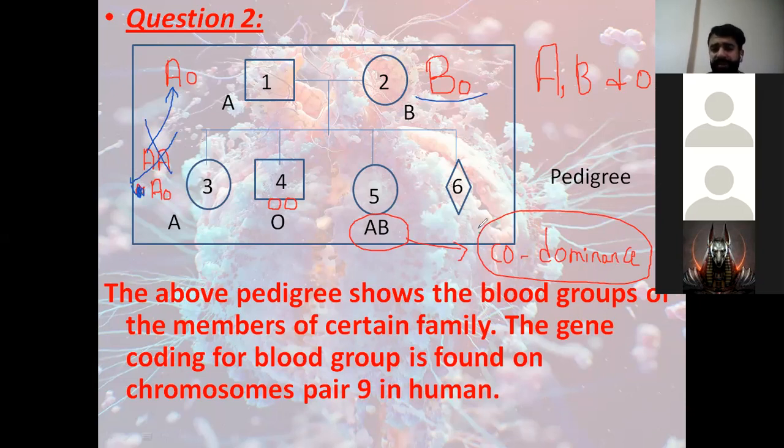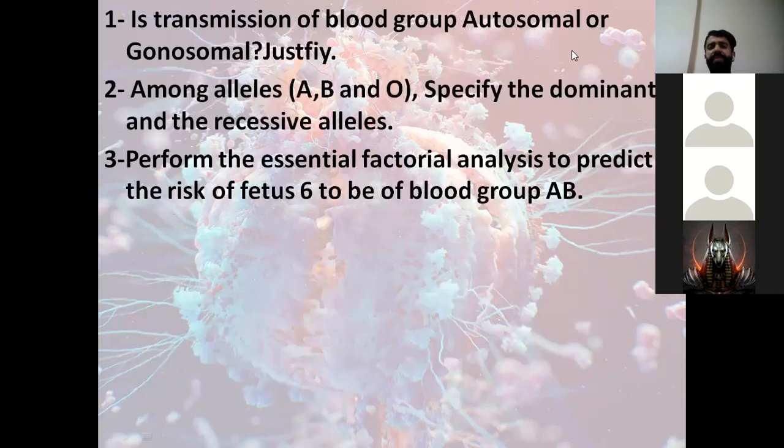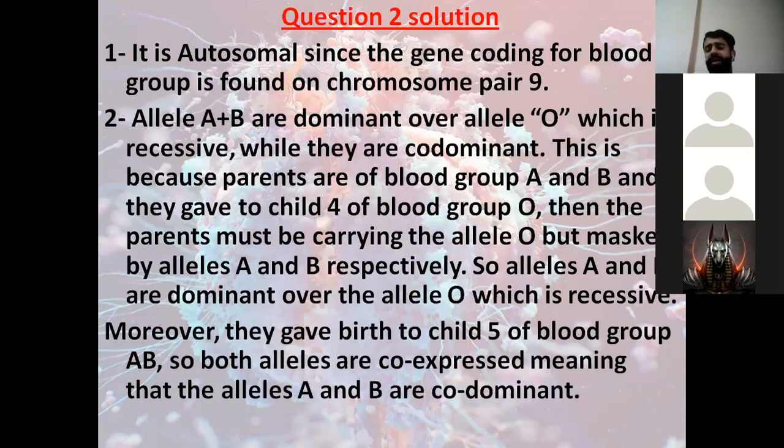Now how do we work out the risk for the fetus? We'll see using the pedigree. Among the alleles A, B, and O, specify the dominant and recessive, and perform the factorial analysis to predict the risk of fetus 6 being of blood group AB. First, it's autosomal, because the gene coding for the blood group is found on chromosome pair number 9. Alleles A and B are dominant over the allele O, which is recessive, while they are co-dominant to each other. Why? Because parents of blood group A and B gave birth to individual 4, who is of blood group O.